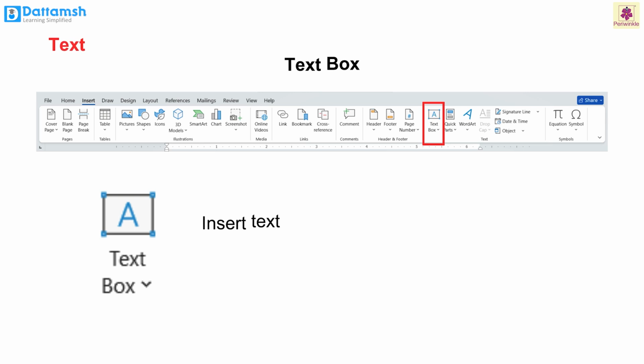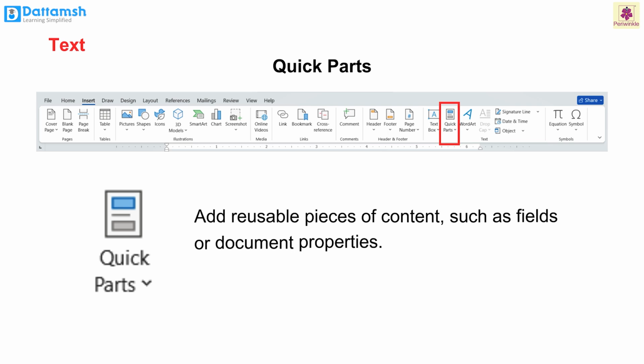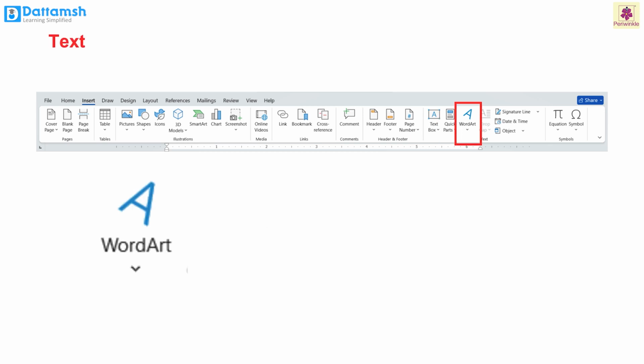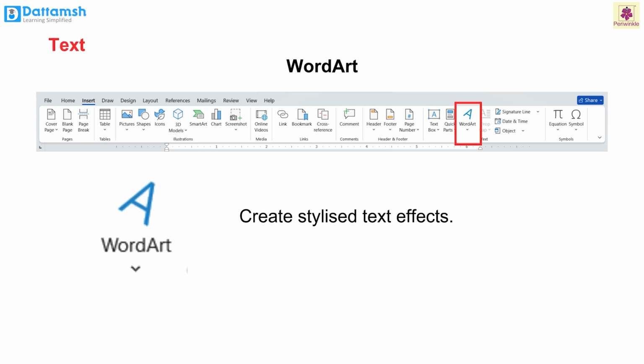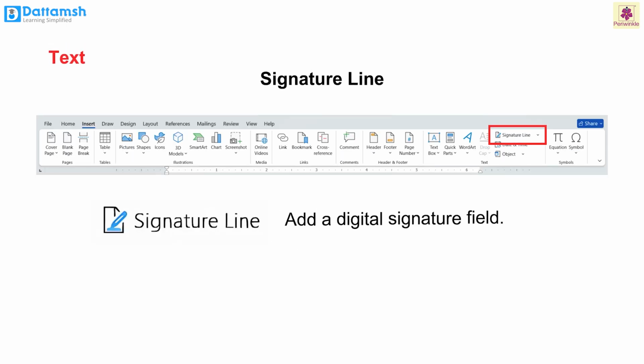Text. Text box. Insert text boxes for additional text. Quick parts. Add reusable pieces of content such as fields or document properties. Word Art. Create styled text effects. Drop cap. Make the first letter of the paragraph larger and decorative. Signature line. Add a digital signature field.